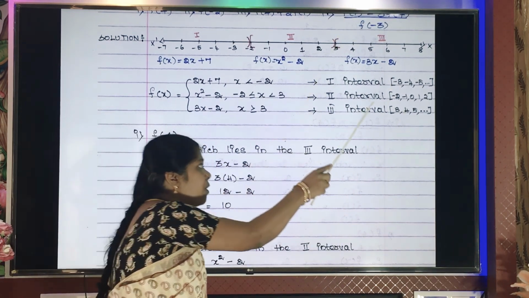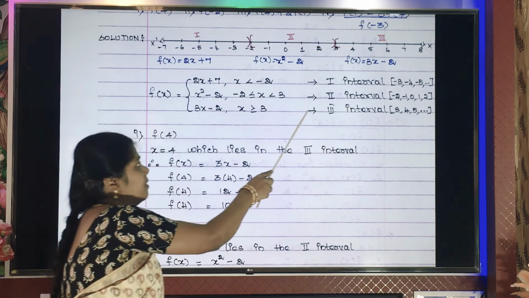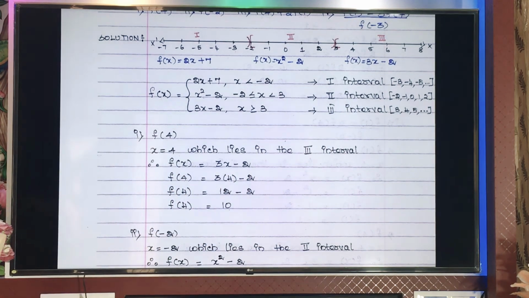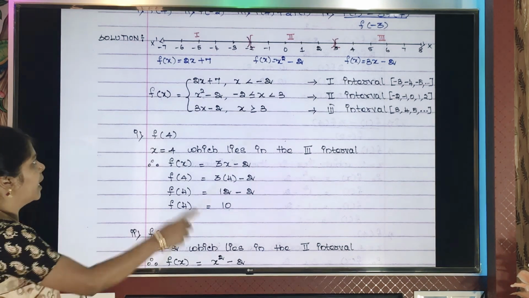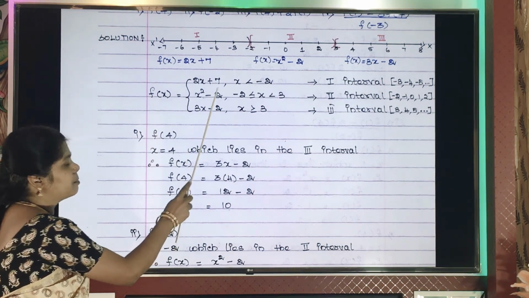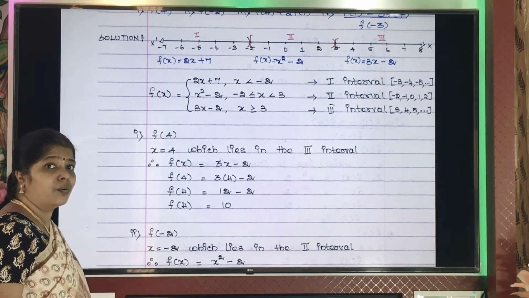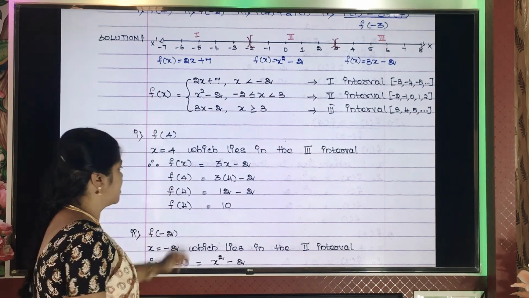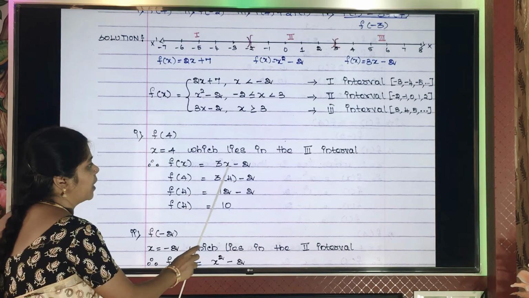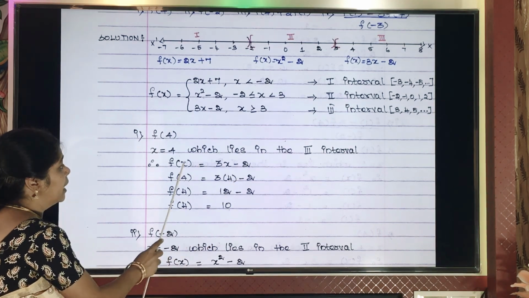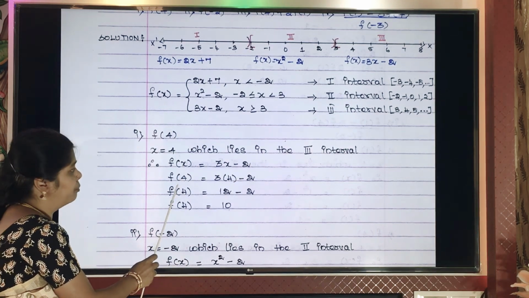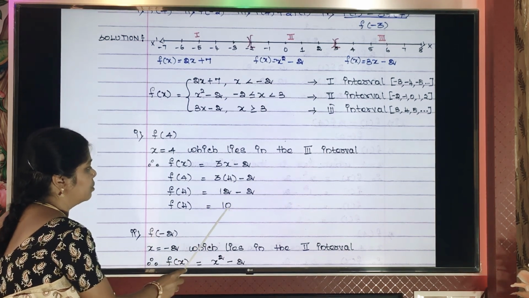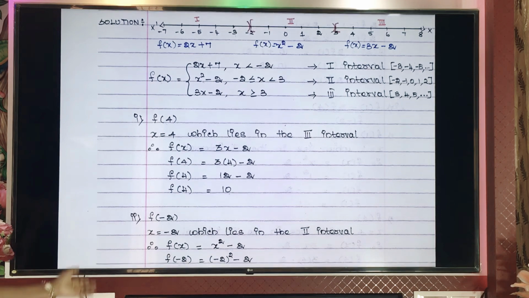So if 4 is available in this interval, which function will I take? I will take the third function. Okay, so what is the function? 3x minus 2. Have you all understood how to take one function out of the 3? Yes. f of x equal to 3x minus 2 I have taken. Now in the place of x I can substitute 4. So this becomes 3 into 4 minus 2. 12 minus 2, the answer is 10.